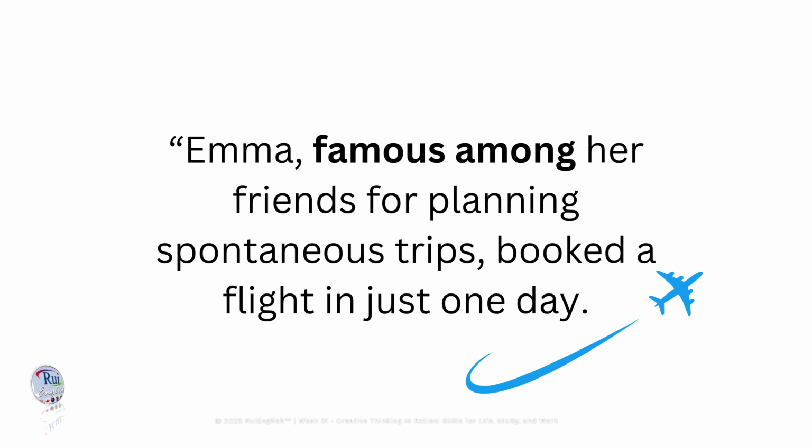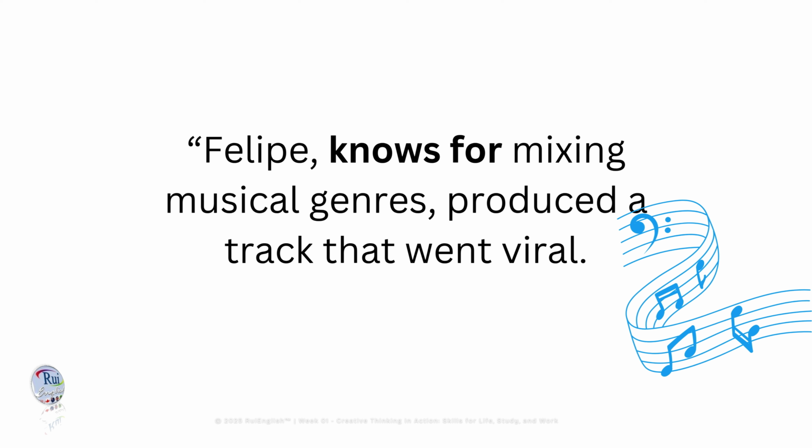Same thing with Emma. We learned she booked a flight super fast. But by adding that phrase, famous among her friends for planning spontaneous trips, we instantly get why she could do it. It gives us this wonderful snapshot of her personality and makes the whole point so much richer. And one last time with Felipe. We don't just learn that his track went viral. We learn the secret to his success. It's because he's known for mixing musical genres. That little extra detail adds crucial context and flair, and it tells a much more complete story, all thanks to a simple snip and a couple of commas.